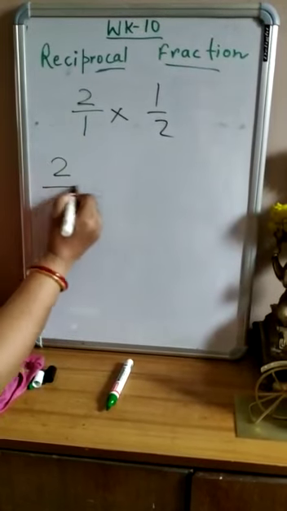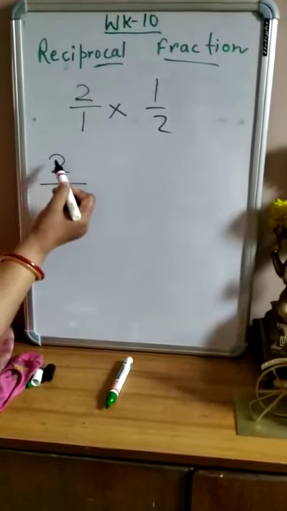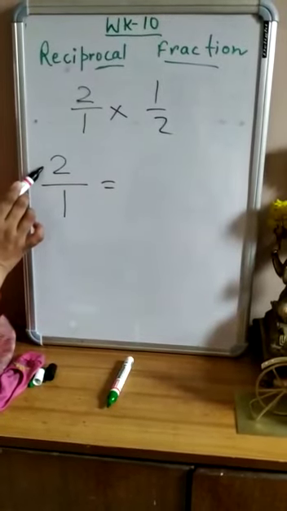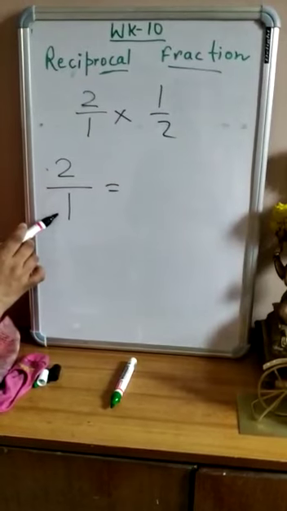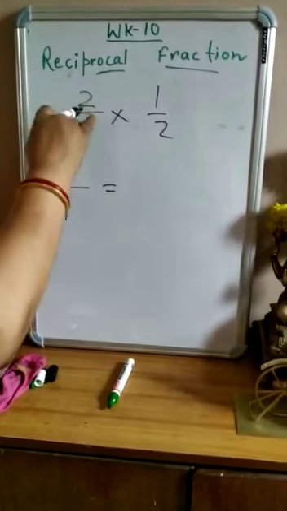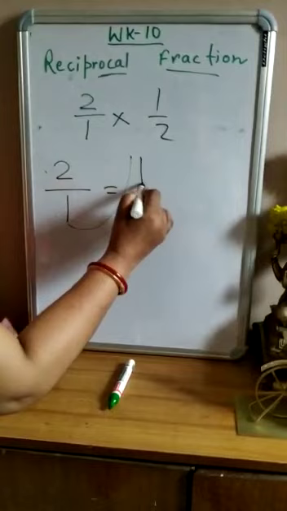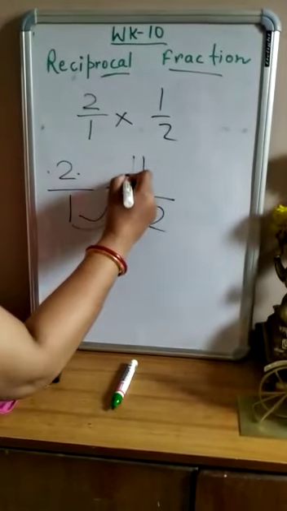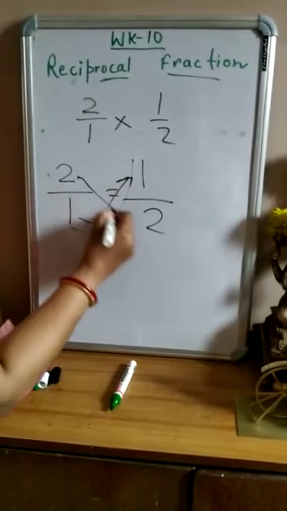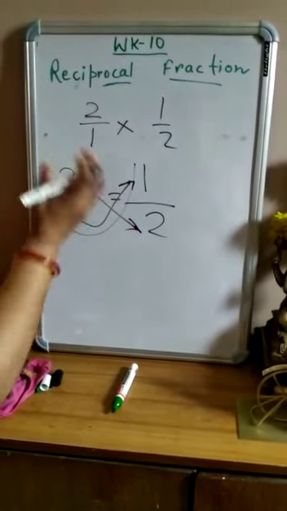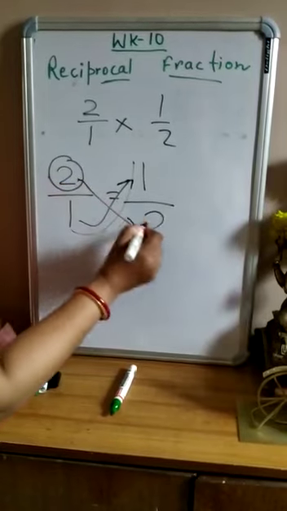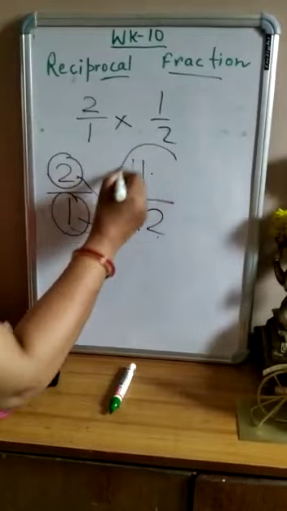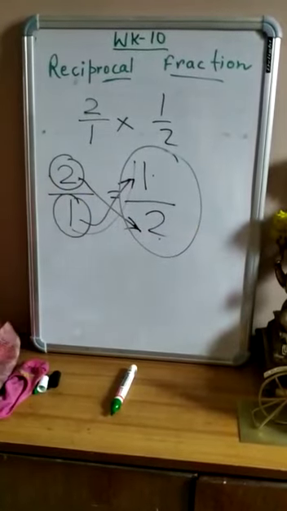For example, I have to find the reciprocal of 2 by 1. What is the numerator of 2 by 1? 2, and the denominator is 1. So I will interchange. The denominator will become the numerator and the numerator will become the denominator. With this interchange of numerator and denominator, we get the reciprocal of that fraction.